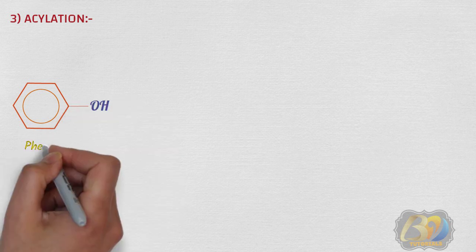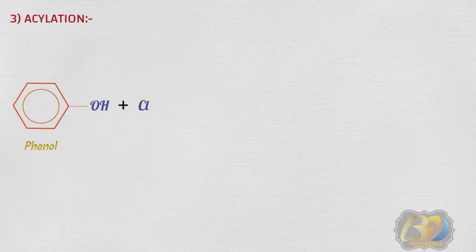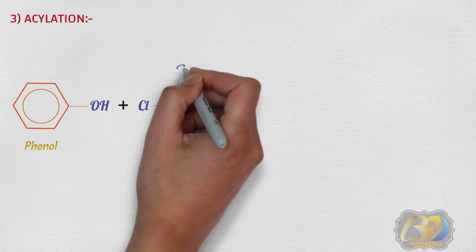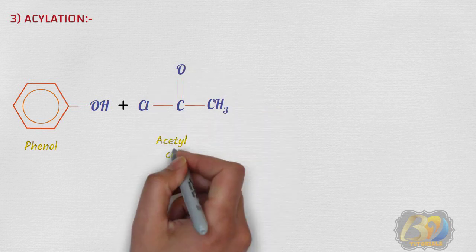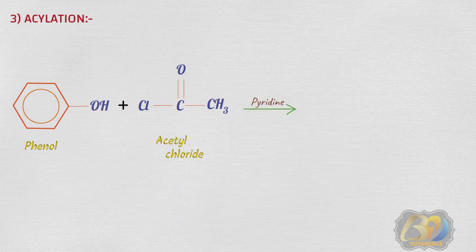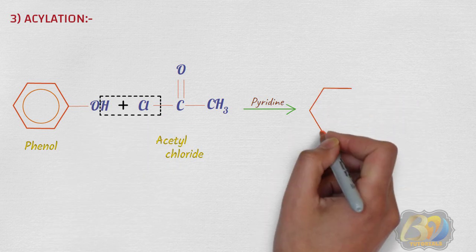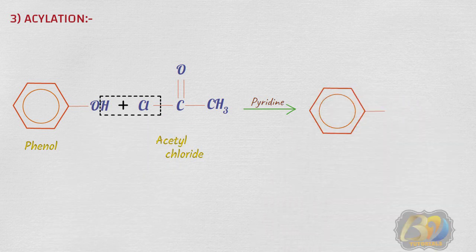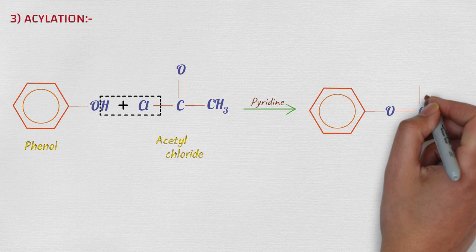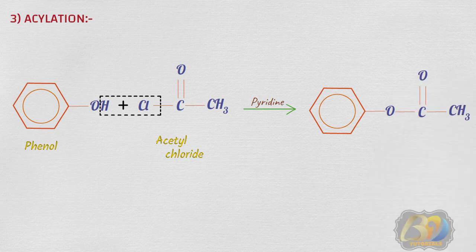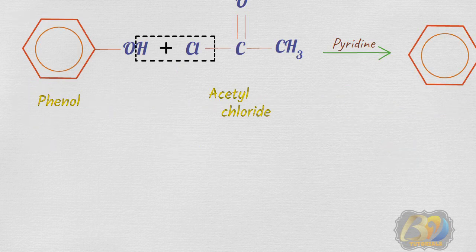In this reaction, phenol reacts with acetyl chloride in the presence of pyridine to produce an ester molecule, that is phenyl acetate, with the liberation of hydrochloric acid. In this reaction, pyridine is used to neutralize hydrochloric acid.